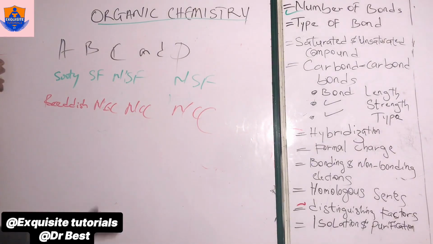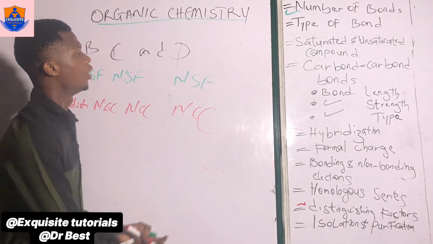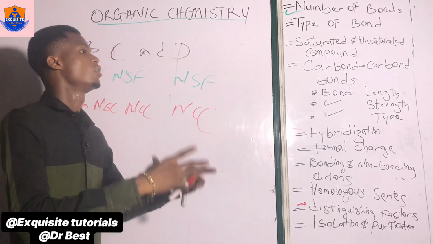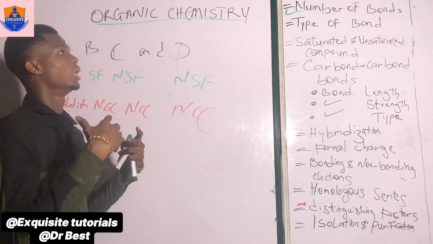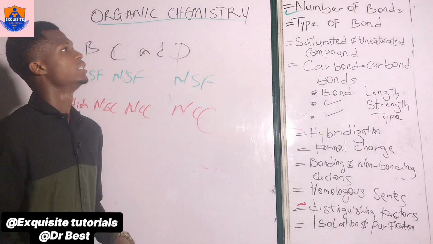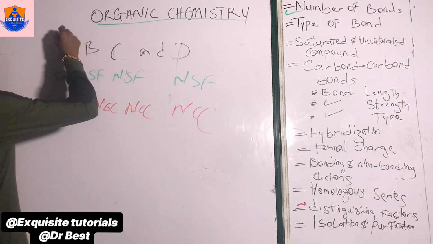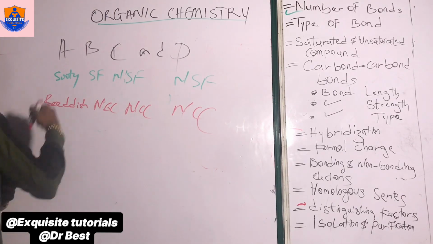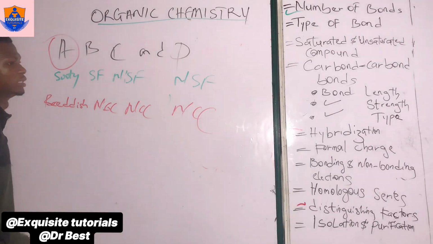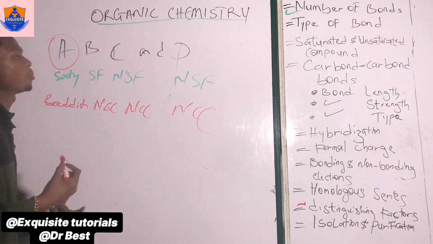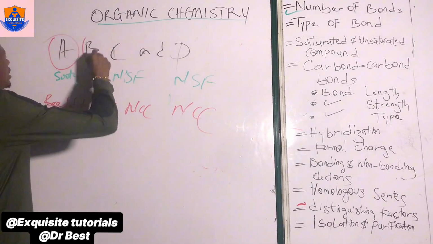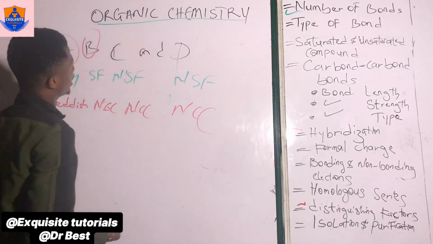You remember that unsaturated aliphatic compound, on exposure to bromine water, shows a color change, reddish brown, and they also burn with sooty flame. You will agree with me that A is an unsaturated aliphatic compound. Which one is an aromatic compound? Aromatic compounds are compounds that burn with sooty flame, but they don't show any color change with bromine water, which means that B is an aromatic compound.